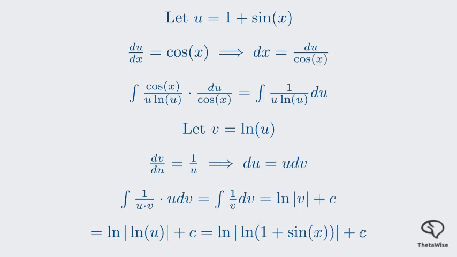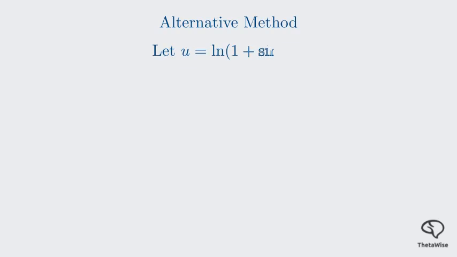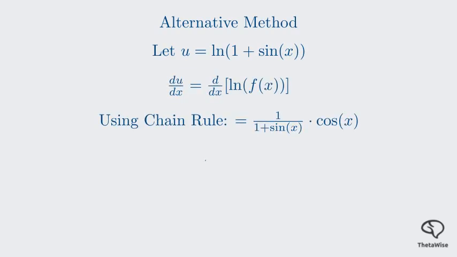As you can see, this is a bit lengthy. There's a faster way. When you see a logarithm of a function, it's often best to make the entire logarithm your substitution. Let's try a different approach. We'll set u equal to ln of 1 plus sin x. To find its derivative, we use the chain rule. The derivative of the outer function ln of something is 1 over something. The derivative of the inner function, 1 plus sin x, is cos x, so the derivative is cos x over 1 plus sin x. Rearranging for dx, we find dx equals du times 1 plus sin x divided by cos x.